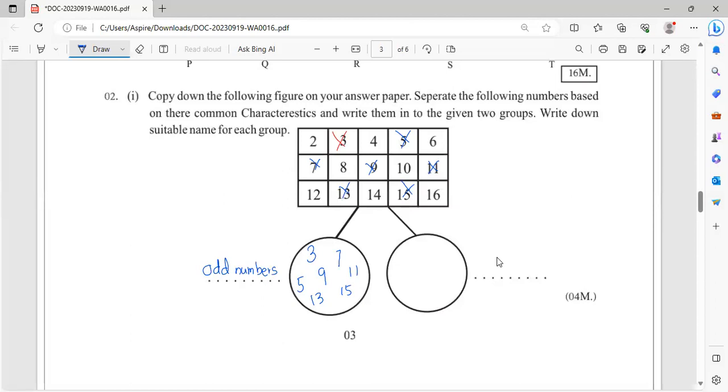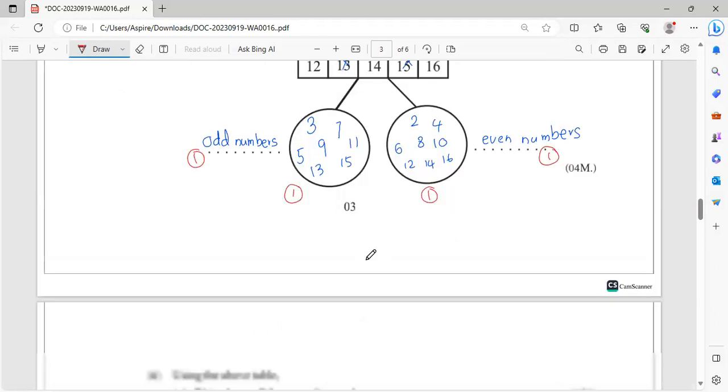Okay. Then here, these are what? The remaining numbers are even numbers. 2, 4, 6, 8, 10, 12, 14, 16. Even numbers. Then for writing these in separate groups, you are given 1 mark. For this correct answer, 1 mark. Then for writing their names, 1 mark. This is how your 4 marks are divided.